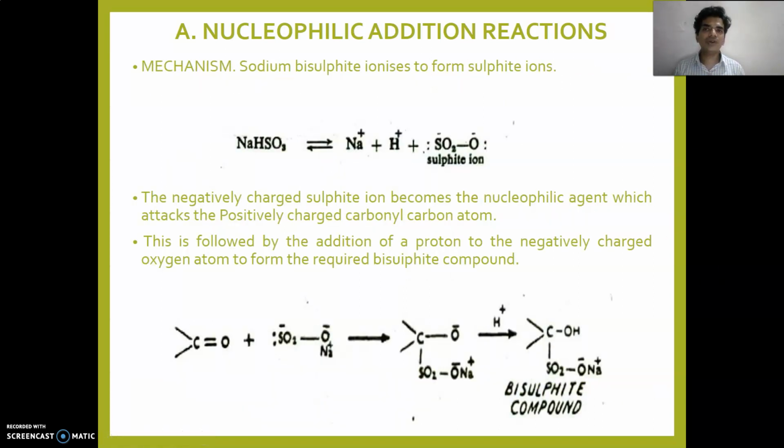The mechanism of this bisulfite addition is that sodium bisulfite ionizes to form the sulfite ion. The negatively charged sulfite ion becomes the nucleophile, which attacks the positively charged carbonyl carbon and forms an intermediate compound. This is followed by the addition of a proton to the negatively charged oxygen to form the bisulfite compound here. It is simple.